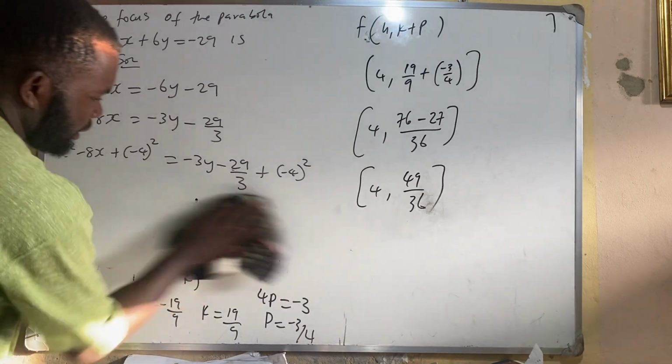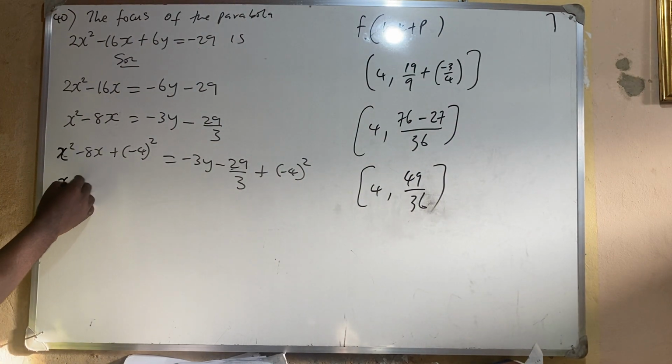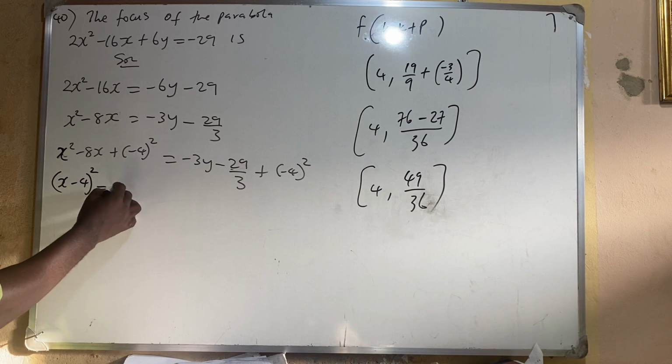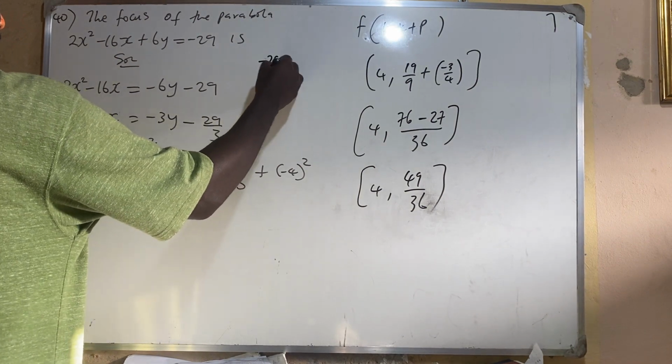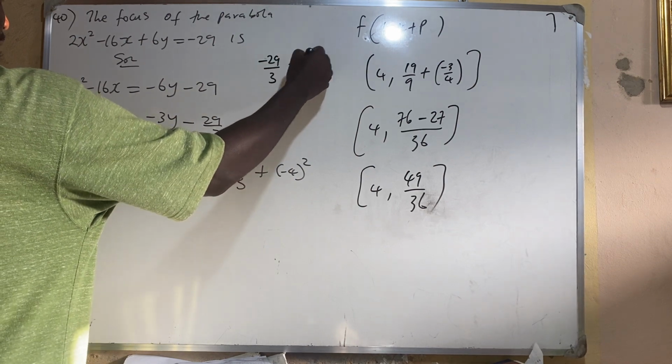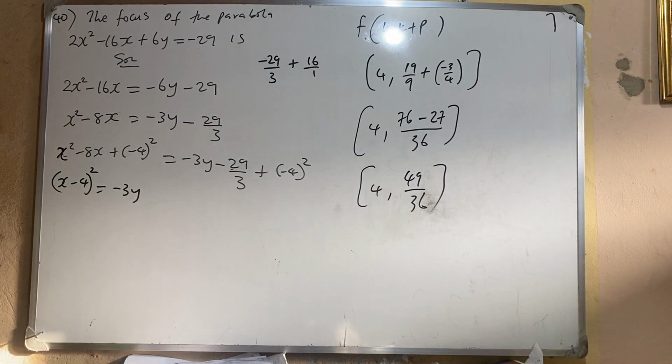Okay, let me start from here. I think I've seen where the problem is coming from. Sorry about that. This is x minus 4 all squared is equal to minus 3y, then minus 29 over 3, plus 16 over 1. Is it not? 3 times 16, 16 times 3, then minus 29. I'm having 19. So you can check where the problem is coming from. I don't know.